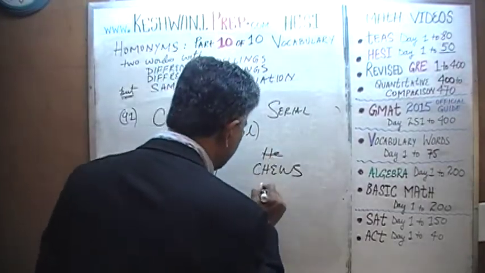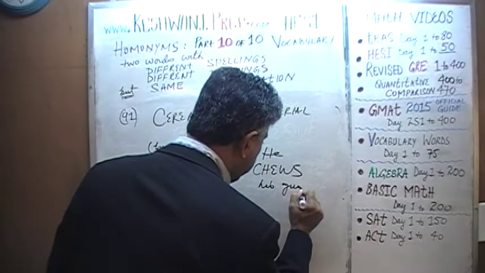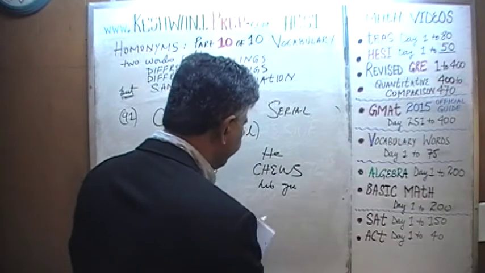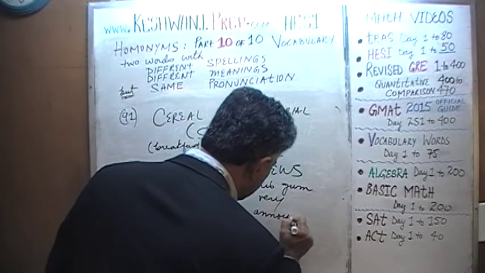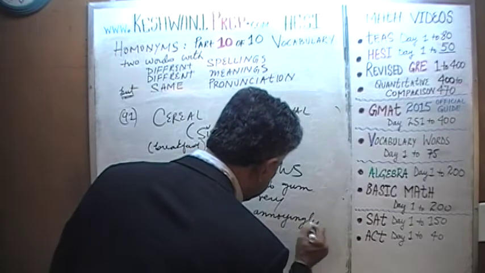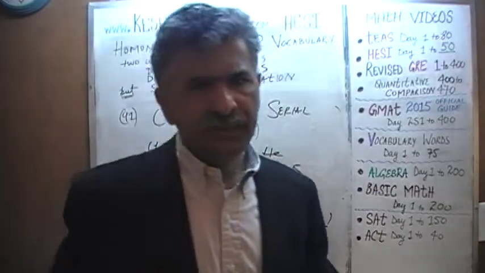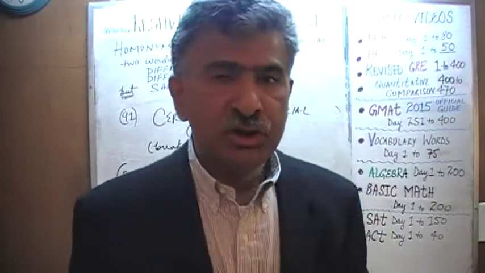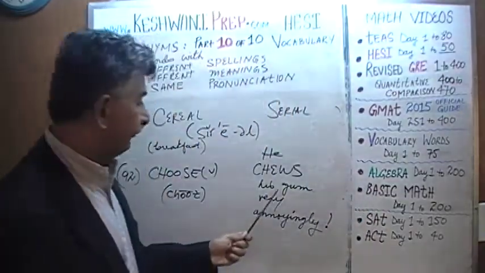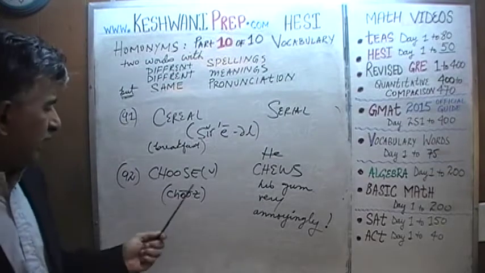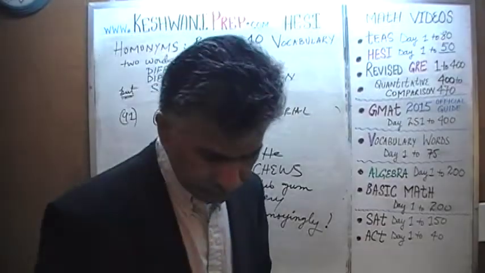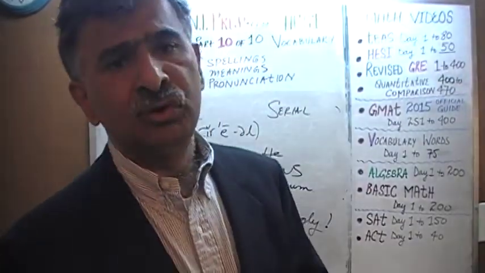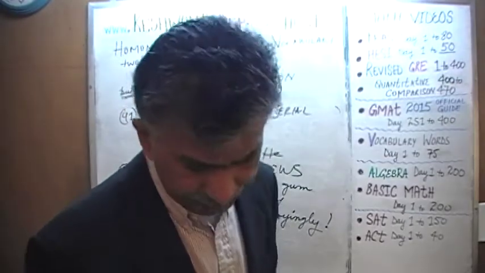He chews his gum very annoyingly. I don't like the way he chews his gum. He chews his gum very annoyingly. I don't know why he chooses to chew his gum in that manner. But he always chooses to chew that way. Very annoying.